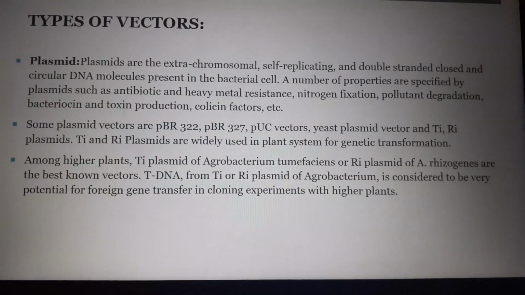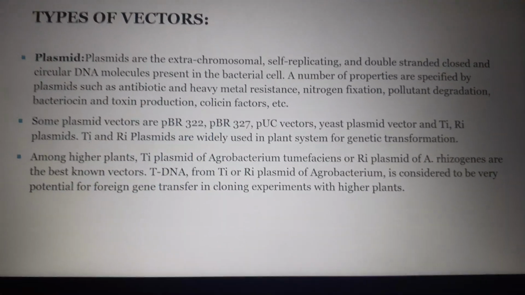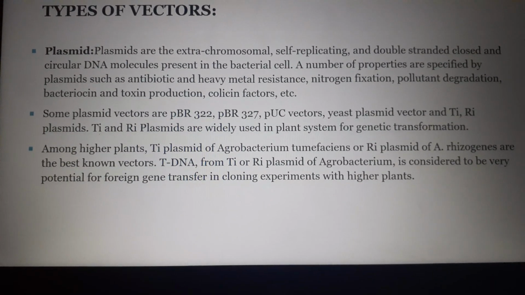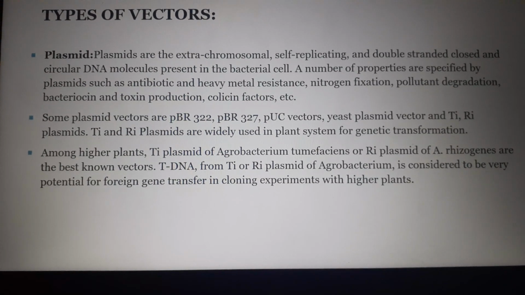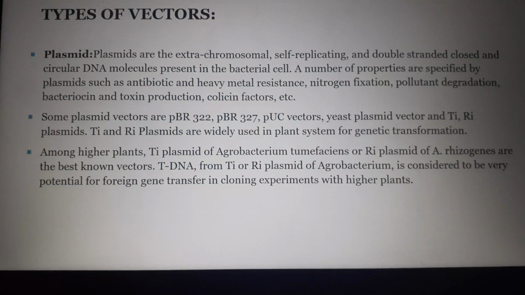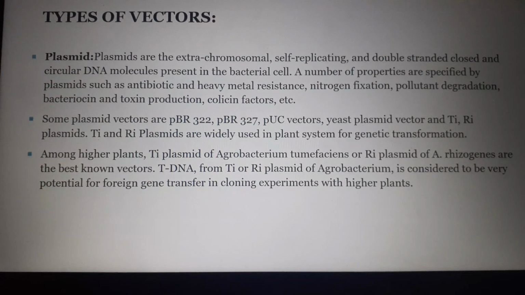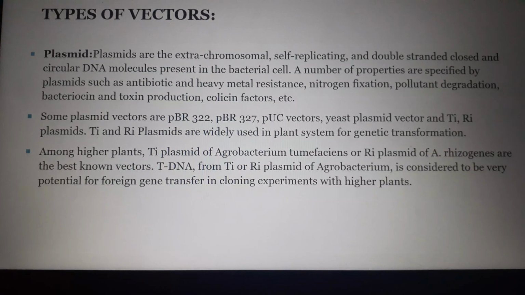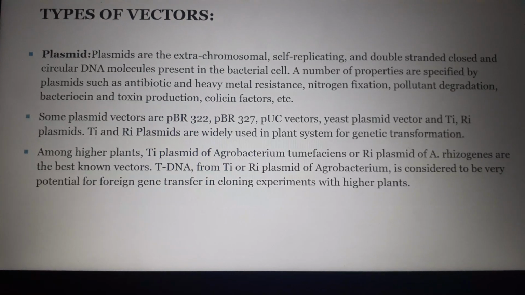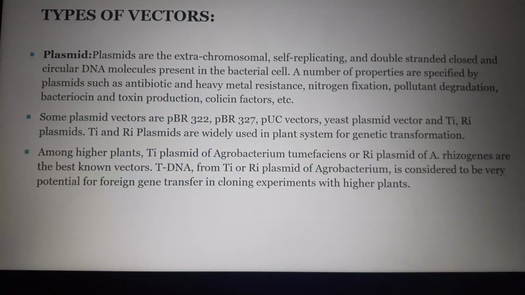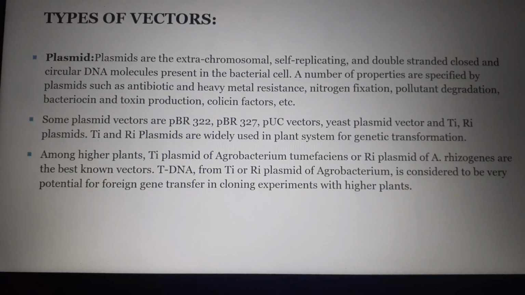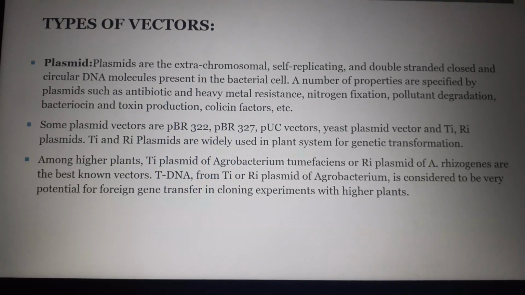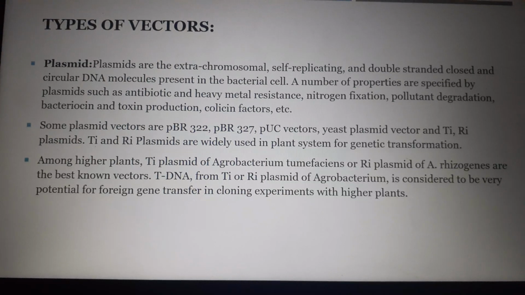The plasmids are extrachromosomal, self-replicating, double-stranded, closed circular DNA present in any bacterial cell, and the properties specified by plasmids are antibiotic and heavy metal resistance, nitrogen fixation, pollutant degradation, and bacteriocin and toxin production. Some of the plasmid vectors we learn in genetic engineering are pBR322 and pBR327. And yeast plasmid and Ti plasmid are some of the widely used plant genetic transformation vectors.